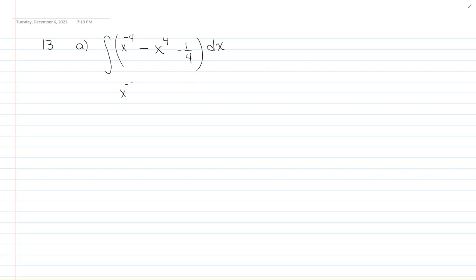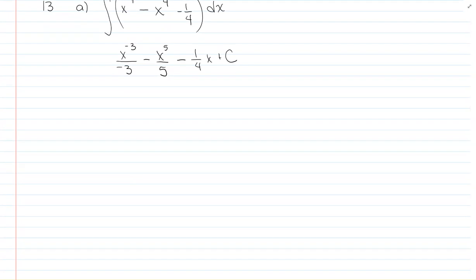So I add 1 to -4, making it -3, and divide by -3. And then add 1 and divide by that power. And then 1/4 would just be 1/4 x, and then plus your c, since it's an indefinite integral.